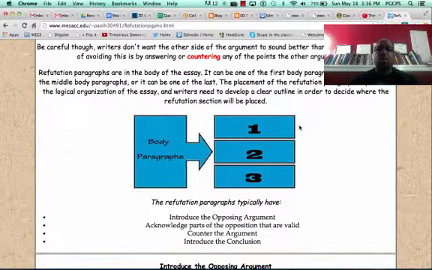I hope this clarified the refuting the opposing viewpoint section. If it didn't, feel free during class to reach out and I will help you further. You can also refer to this website, and I'll attach the link into the Edmodo assignment so that you can take a look at it later.